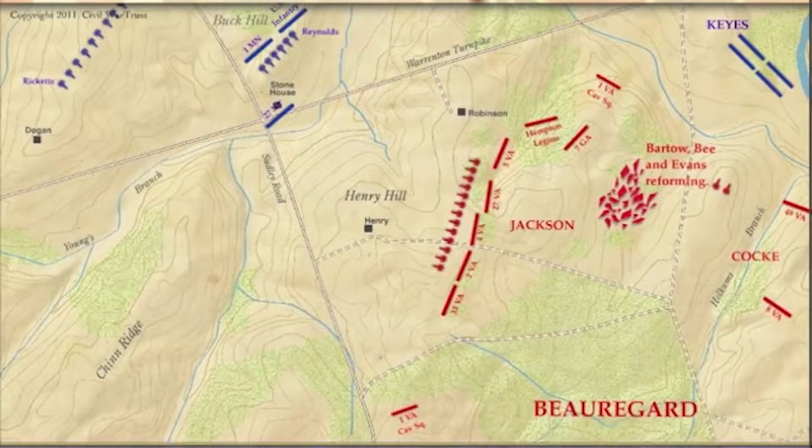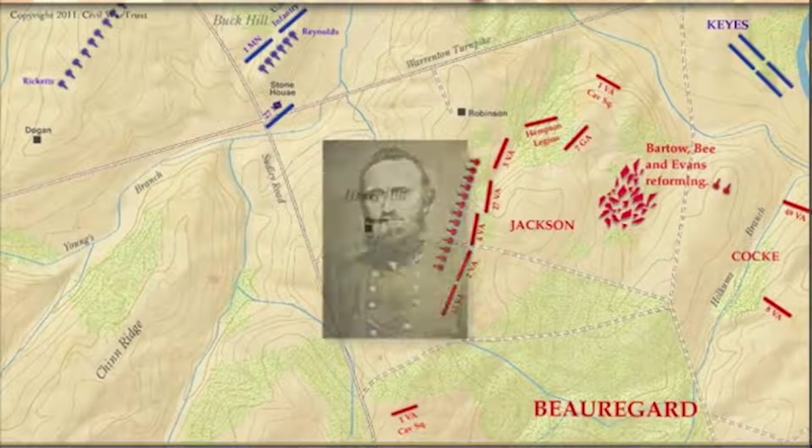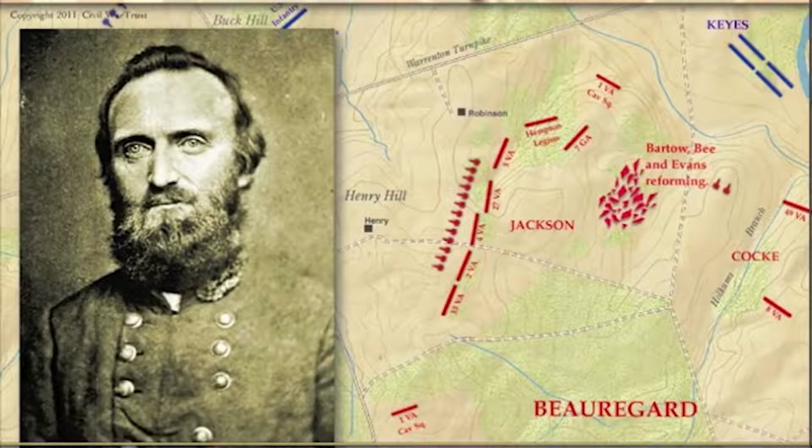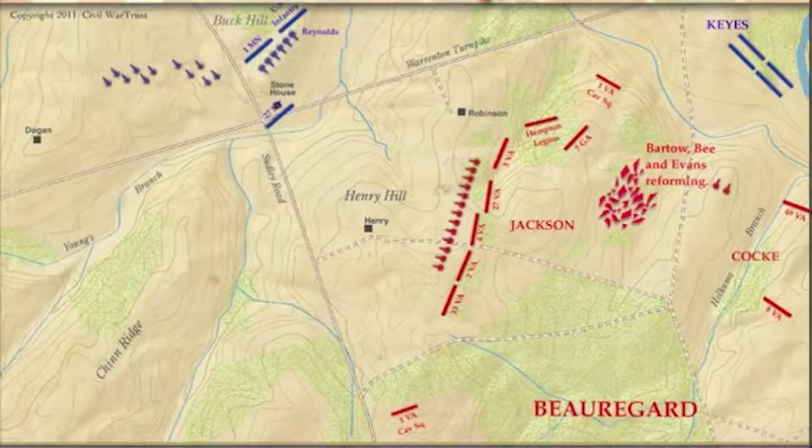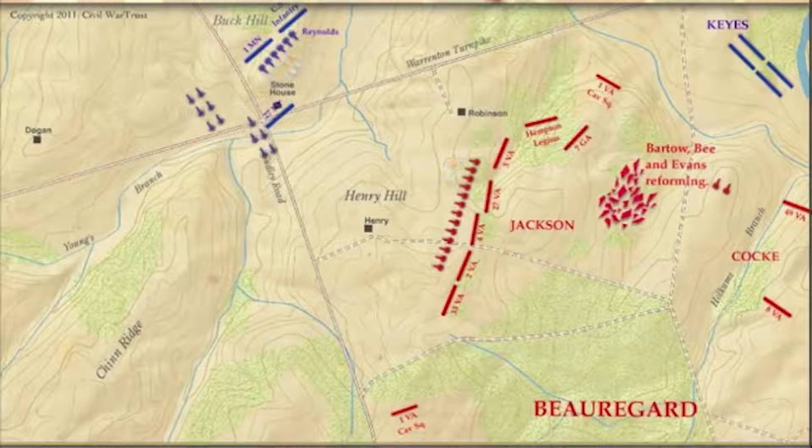As disorganized Confederate soldiers were formed on the backside of Henry Hill, fresh troops arrived. General Thomas Jackson's brigade of Virginians formed the heart of the Confederate position. Jackson bolstered his line with 13 short-range cannons. After hours of delay, the Union Army finally moves toward Henry Hill.